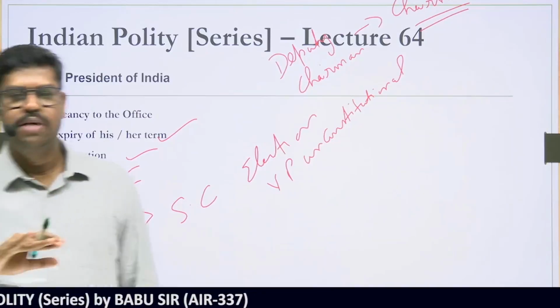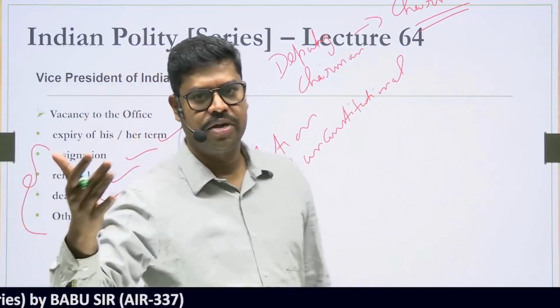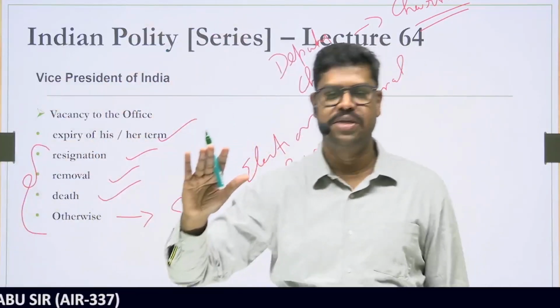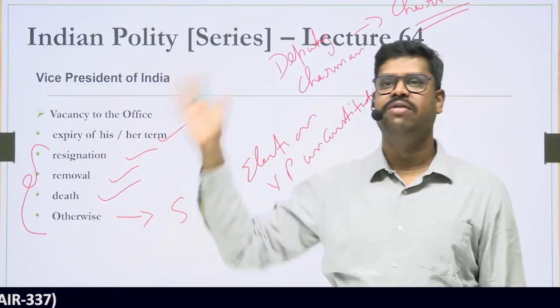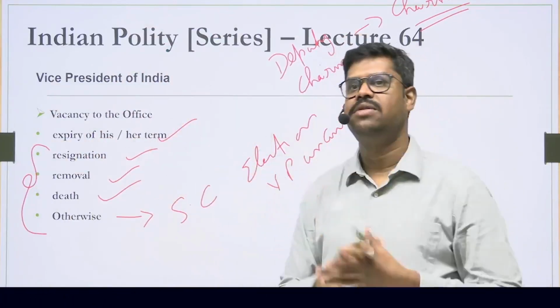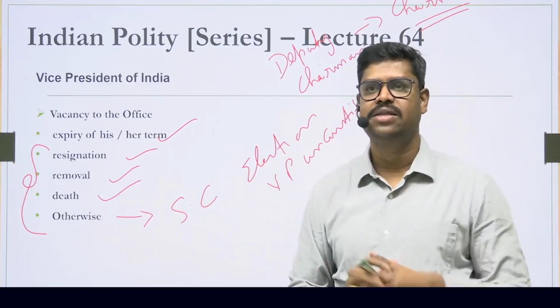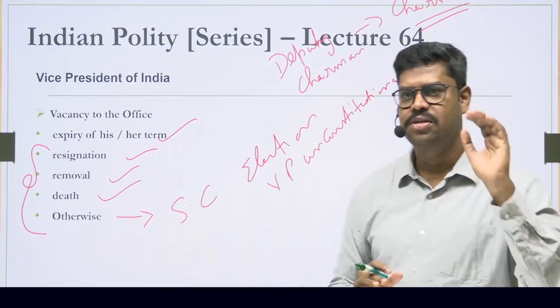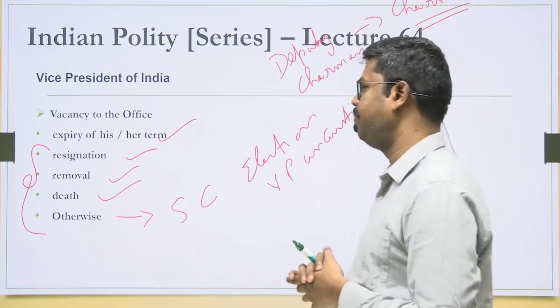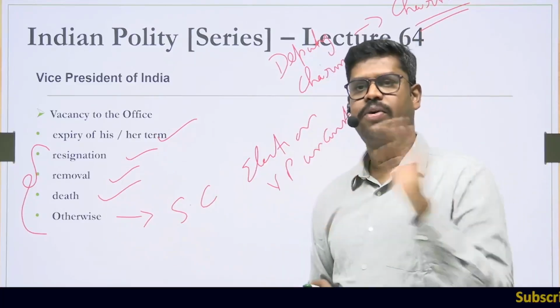The deputy chairman of Rajya Sabha will act as the chairman of Rajya Sabha till the time the vice president is elected. And once the vice president is elected, then he becomes the ex officio chairman of Rajya Sabha. In the meantime, the deputy chairman will act as the chairman of Rajya Sabha. So this is the basic understanding you should have. I am sure that till this point it is quite clear.